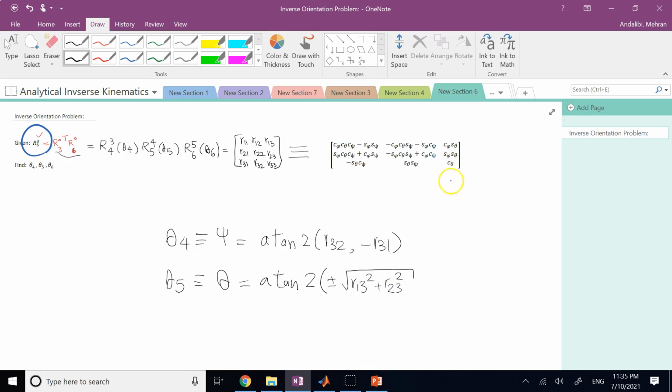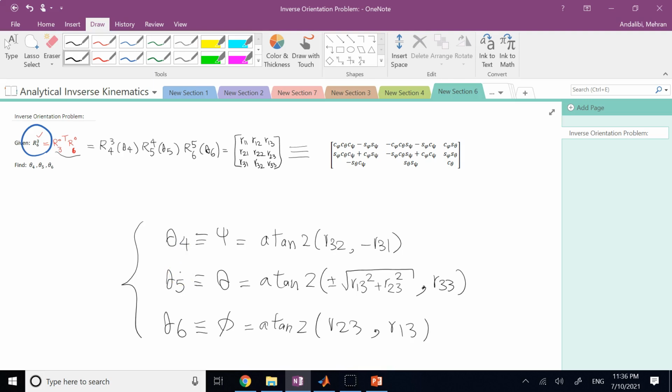That will give you sine of theta, and then R33 is cosine theta. And finally, theta 6 here corresponds to the phi angle, which is arctangent 2 of clearly these guys, R23 and R13. Okay, so here you can find the last three angles, and your inverse kinematics problem is complete. We just broke it into two parts. The first three for position, the next three for orientation problems.